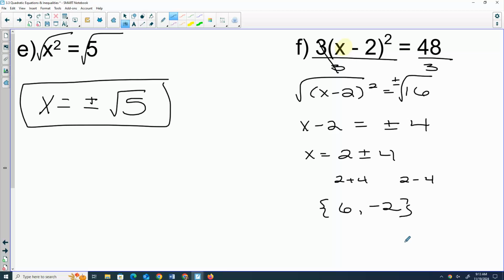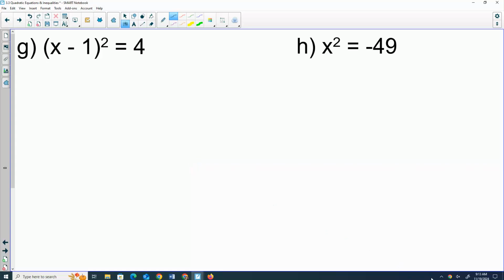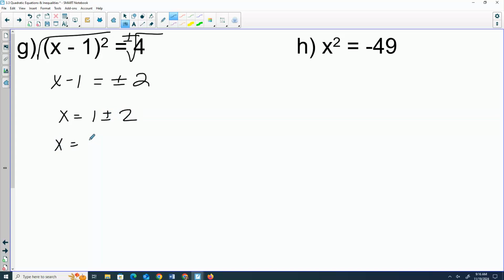I want you guys to try a couple. So you can use whatever strategy you want. Solve those 2 problems. So first one, you can either write twice and FOIL, subtract over your 4 and solve, or most of you did just do the square root. Plus and minus, so we get x minus 1 equals plus or minus the square root of 4, which is 2. We add our 1 over, we have 1 plus or minus 2. So 1 plus 2 is 3, 1 minus 2 is negative 1.